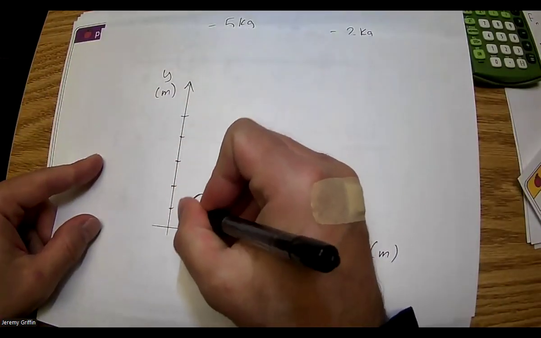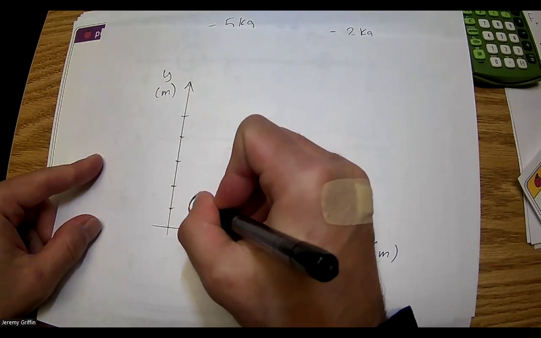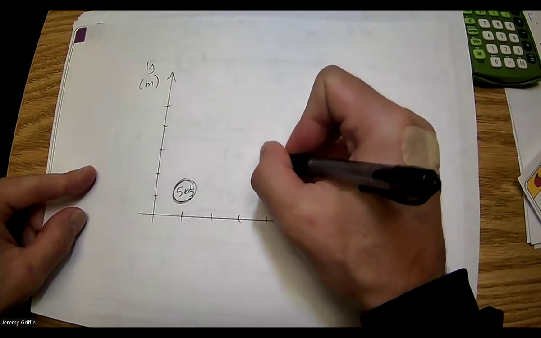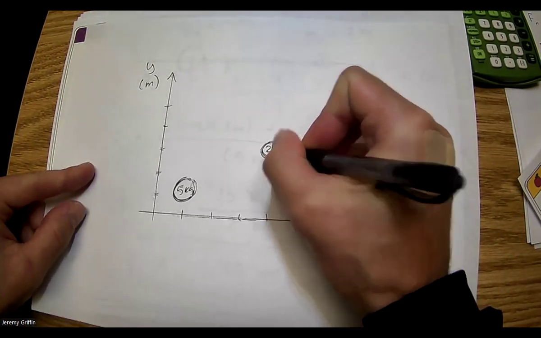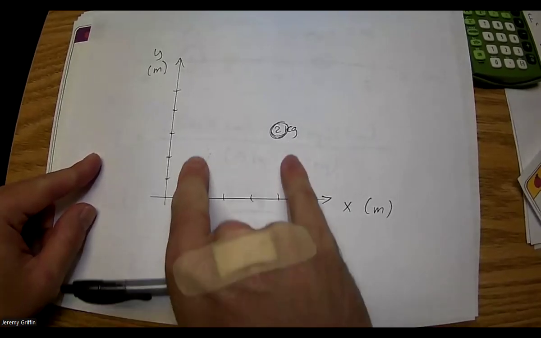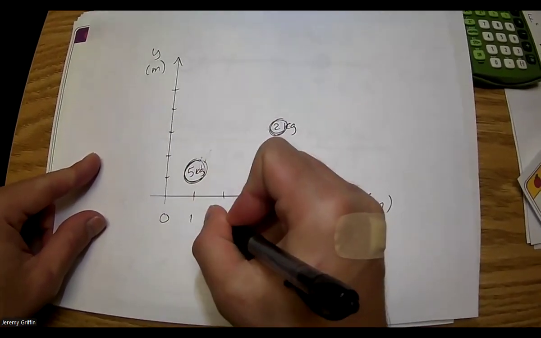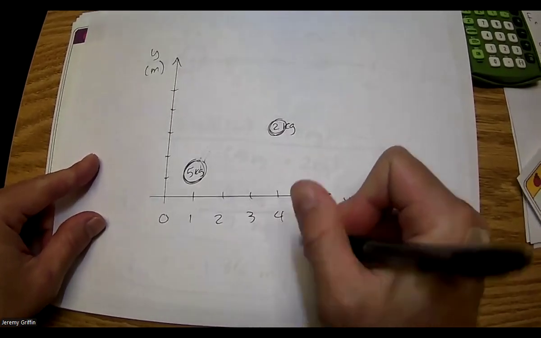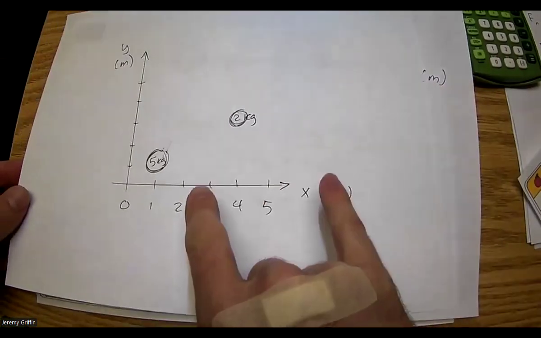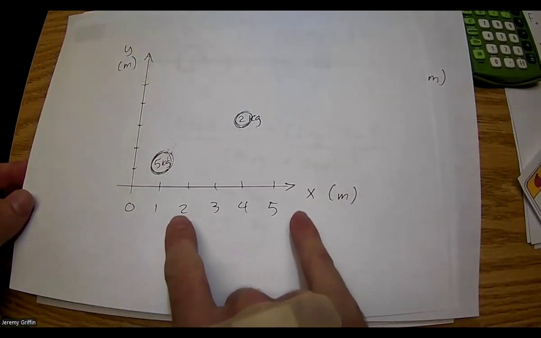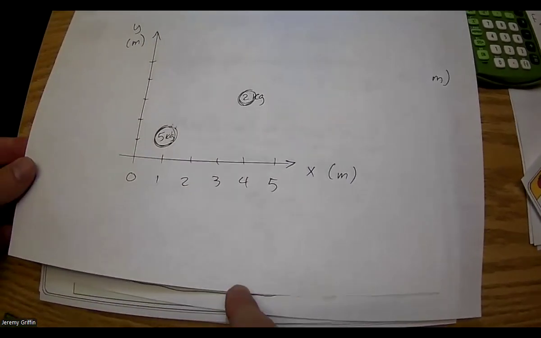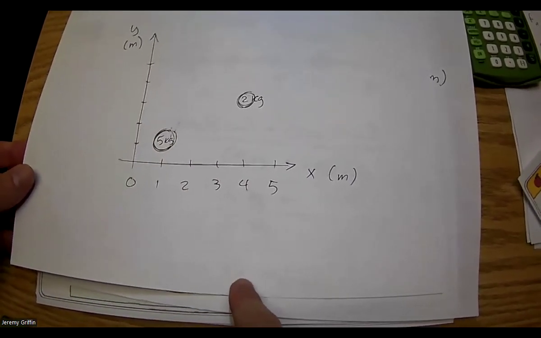Suppose I have a 5 kilogram guy right here and a 2 kilogram guy right here. Along the x-axis, 0, 1, 2, 3, 4, 5, that's what we just did. We just solved it on the x-axis because this and this are identical in terms of the x-axis. You see it? So I already know the center of mass on the x-axis is like 1.86 meters.